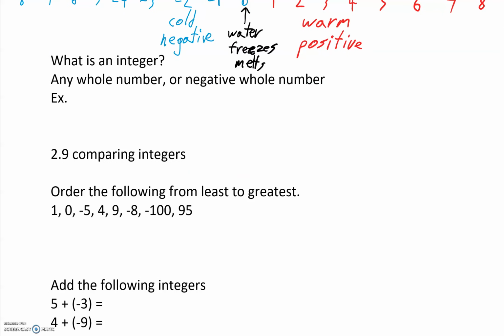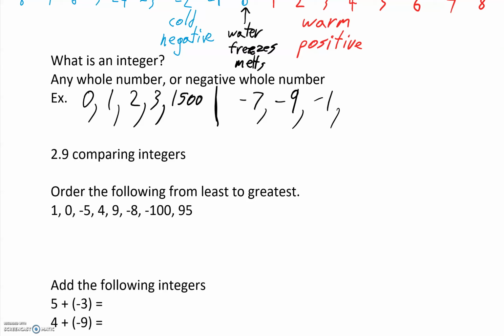So an integer is any whole number or any negative whole number. For example, 0 is a whole number, 1, 2, 3, 1,500, any whole number, or any negative whole number. So negative 7, negative 9, negative 1, negative 100, any negative whole number. Now 0 is in the middle, so it's not positive, it's not negative, it's 0. It's different, okay? So maybe I should put that in the middle to say that separately.